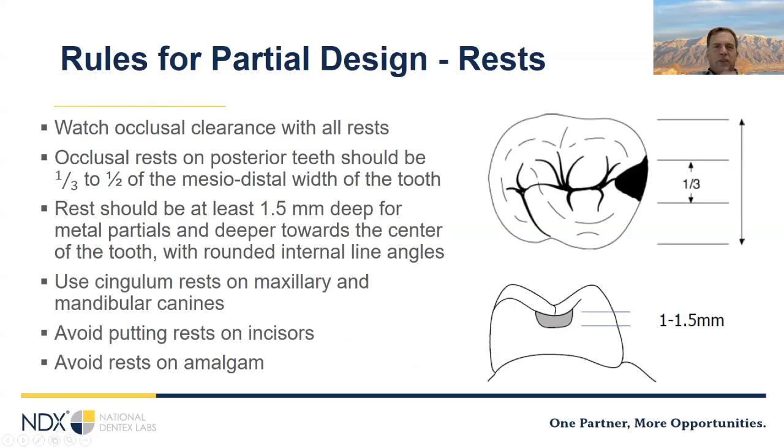And then when you're doing your rest design, you want to make sure that you have good occlusal clearance. You want to make sure that they're 1/3 to 1/2 of the mesial distal width and 1 to 1.5 millimeters deep. We want to avoid putting rests on incisors if we can. Better to put them on the cingulum of the cuspids. We don't want to put rests on amalgams. Also, make sure that you round your internal line angles on your rest preps, because the partial will be the mirror or the negative of it. And of course, sharp corners are where things break. So a nice round corner is helpful.